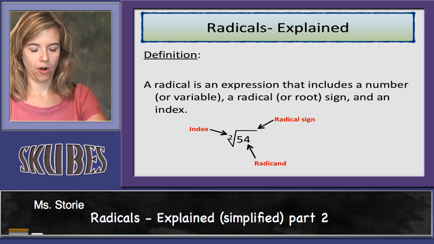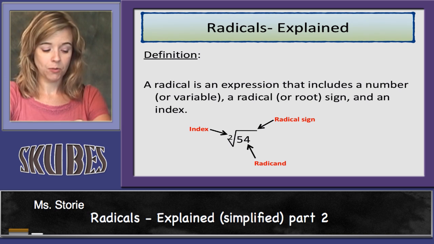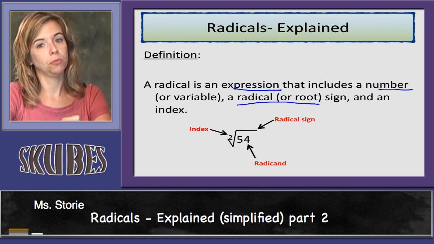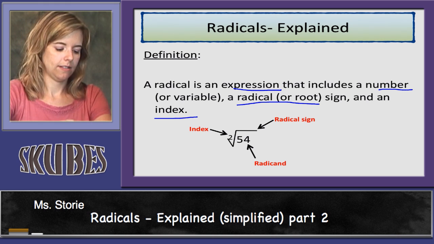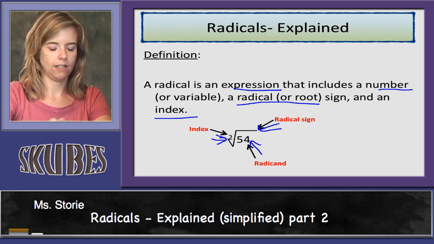Okay, just to review from Part 1, the radical is actually an expression, which means you do not have an equal sign. It includes a number, can also have a variable, a radical, sometimes called a root sign, and an index. Take a look. There's your radicand, there's your radical sign, and there's that teeny tiny number, which is an index.